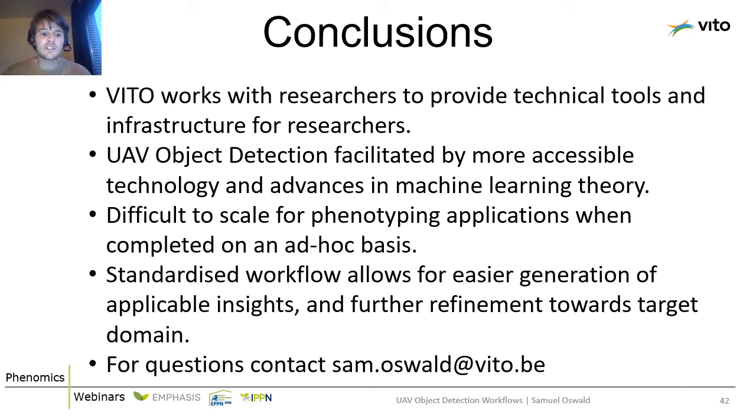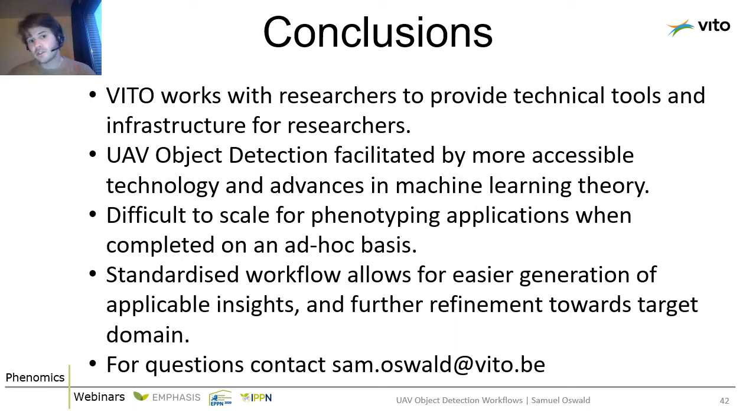UAV object detection is facilitated by more accessible technology and advances in machine learning theory. This includes both cameras, the new high resolution cameras which make it possible to actually get these very fine detailed pictures, and also machine learning theory, where the architectures are always advancing and becoming more and more useful for the cases that we look at, so object detection of very small and dense objects. And this also extends to things like the annotation, being able to more easily do segmentation and other useful tools on that end.